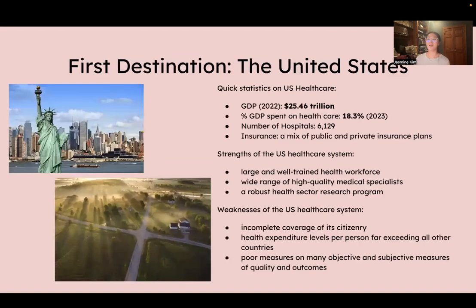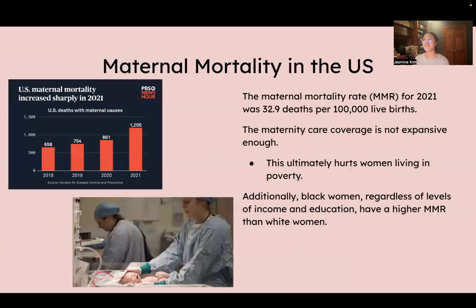The US is ranked #1 internationally in GDP and spends more on healthcare per person than other wealthy countries. The benefits of that can be seen through the large range of medical specialists. However, each individual spends way more on healthcare than other countries, which decreases access to care because some people simply cannot afford it. The maternal mortality rate for 2021 was 32.9 deaths per 100,000 live births.